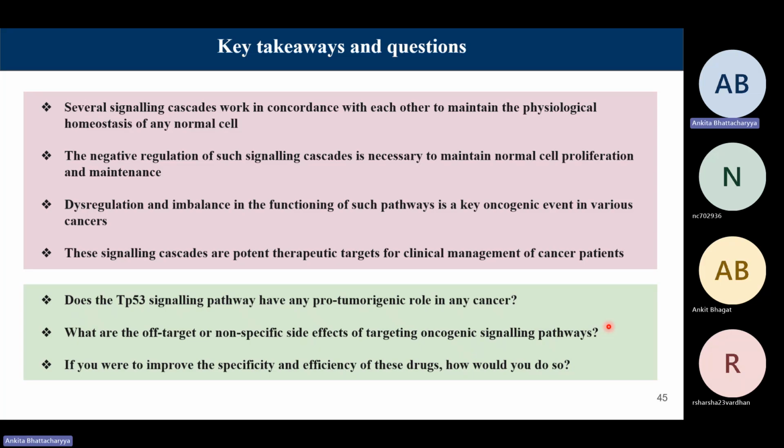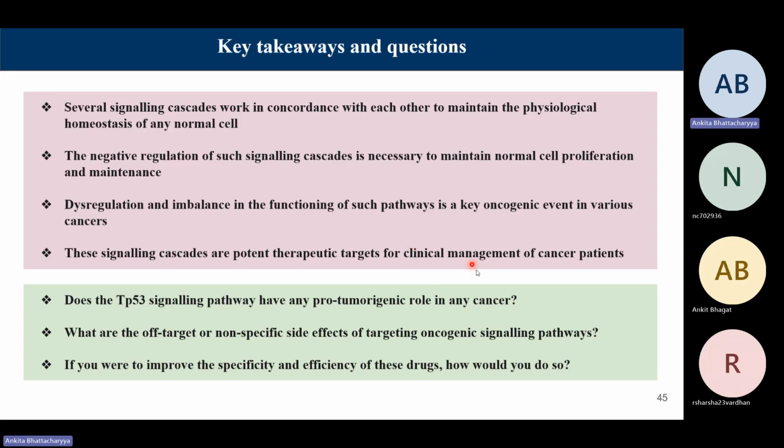So this is where we ended the third class for discussion. We looked at the different signaling cascades. We understood how negative regulation is necessary for proliferation and for normal cellular maintenance as well, how dysregulation or malfunctioning or imbalance in these pathways becomes a key oncogenic event, and that they can be explored as potent therapeutic targets for the clinical management of cancer patients.